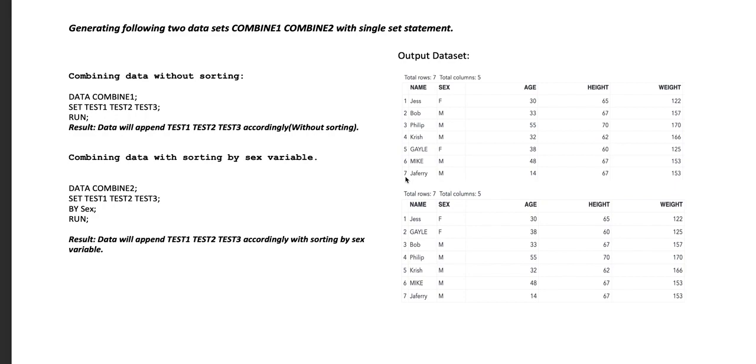And similarly, when we use data combine2 with a single set statement and a by statement, by sex variable, when we run this program, we will obtain the result as shown in the second table on the right side of the window, where variable sex is sorted. We obtain 7 rows, but the sex variable is sorted here.